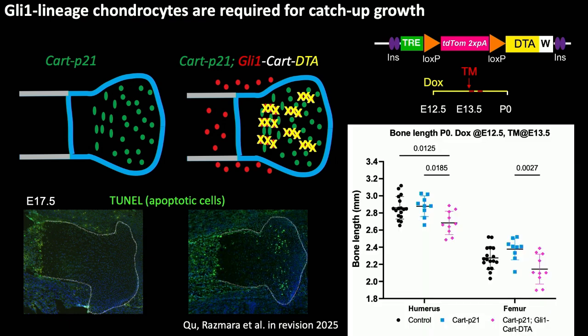And this is a quantification of bone length at P0, so just a few days after activating this. And you can see in this graph that only the animals that combine P21 and in which we kill the Gli1-derived chondrocytes, actually have a defect in bone length.